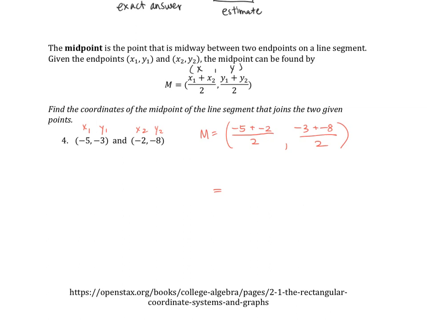Or you can just use your calculator, right? So -5 plus -2 is -7 over 2. And then -3 plus -8 is -11 over 2. Neither of those fractions can be reduced. So this is it. This is your midpoint.